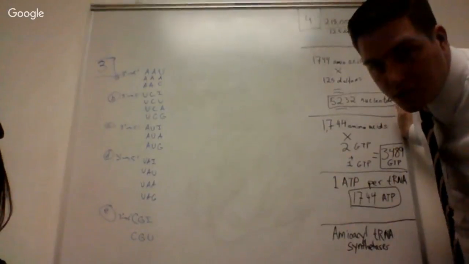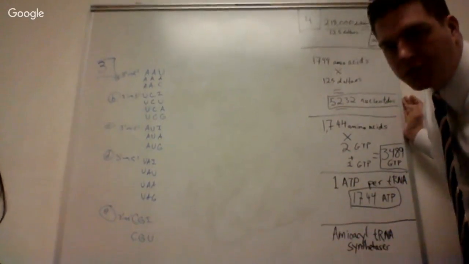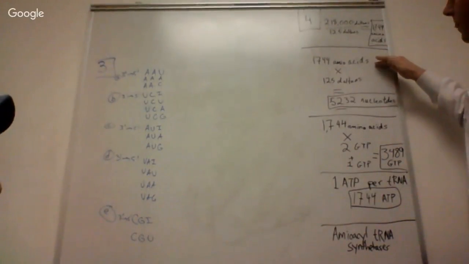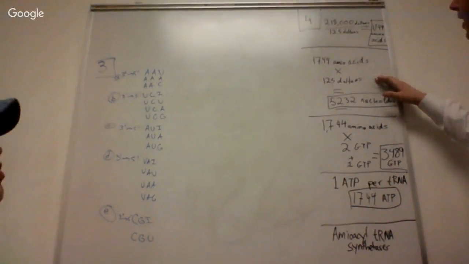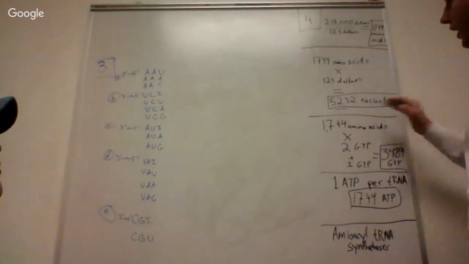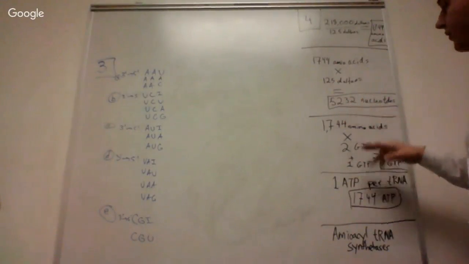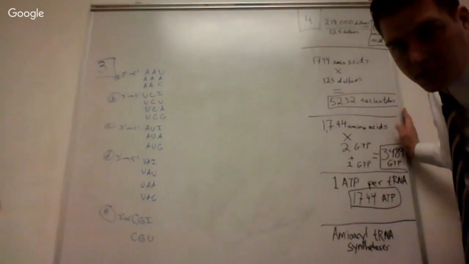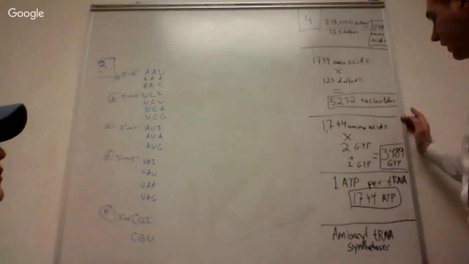So the second part of this one says, what is the length of the mRNA coding region responsible for producing protein X? So we know that there's this many amino acids, and so if we times that by 3, then we will get the number of nucleotides, which is 5,232. Next one asks us about how many GTP molecules are consumed to synthesize each copy of protein X.